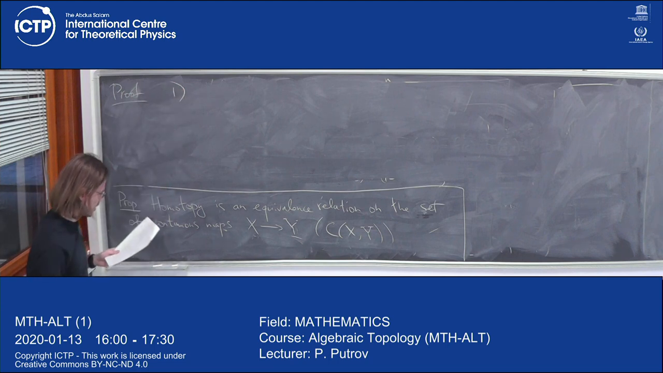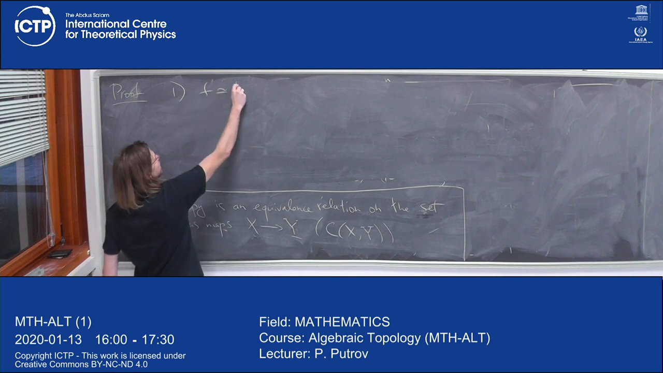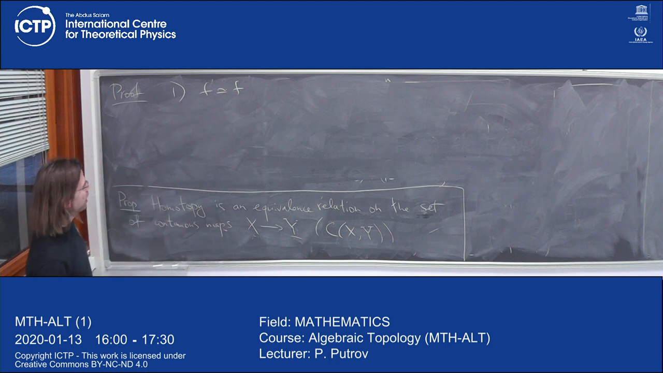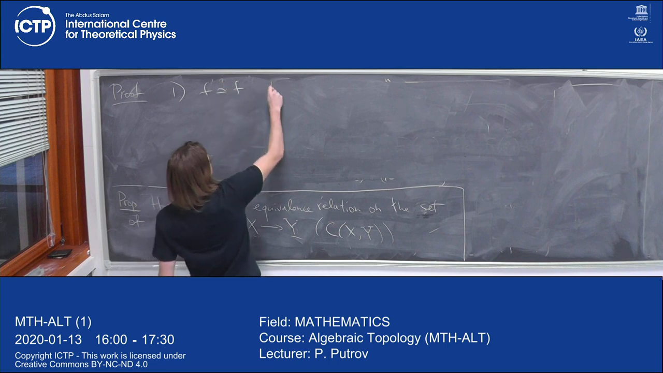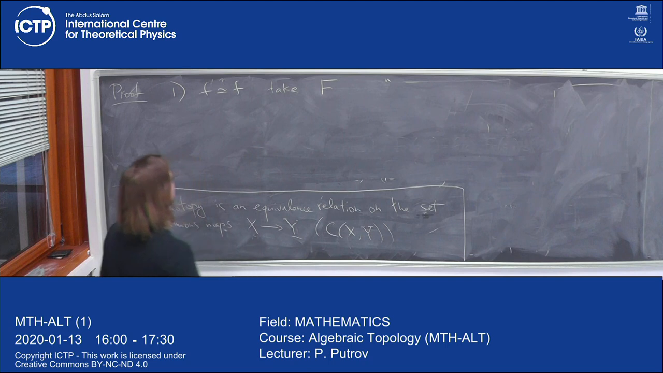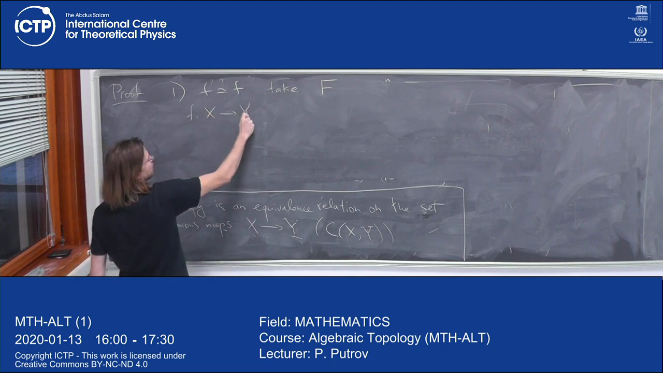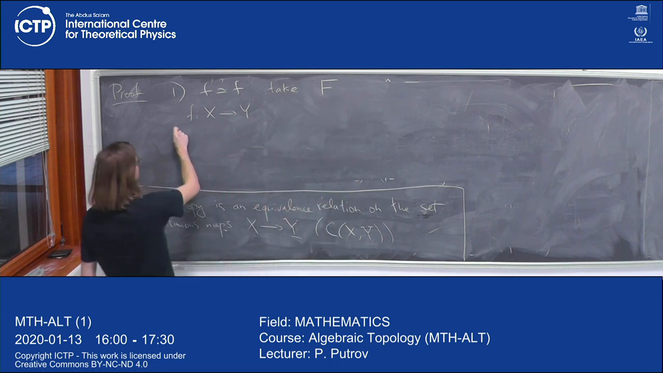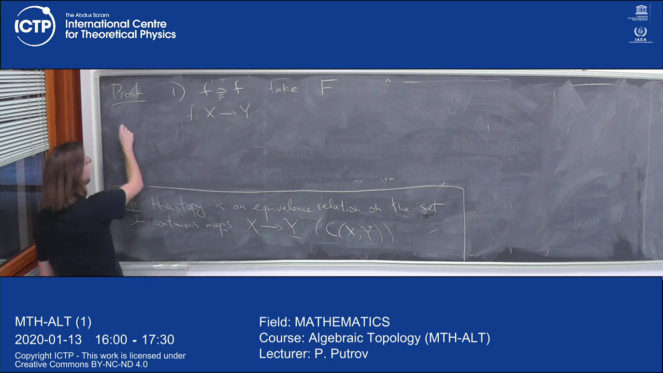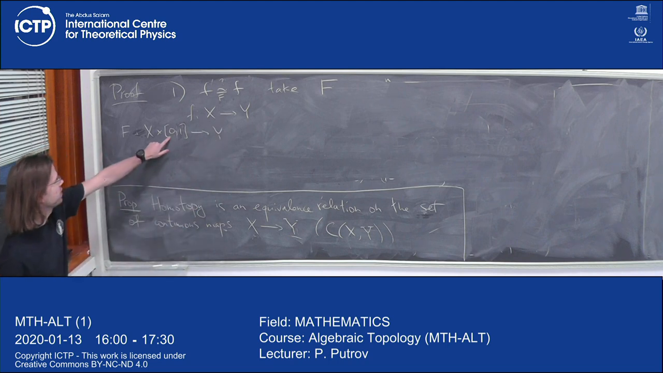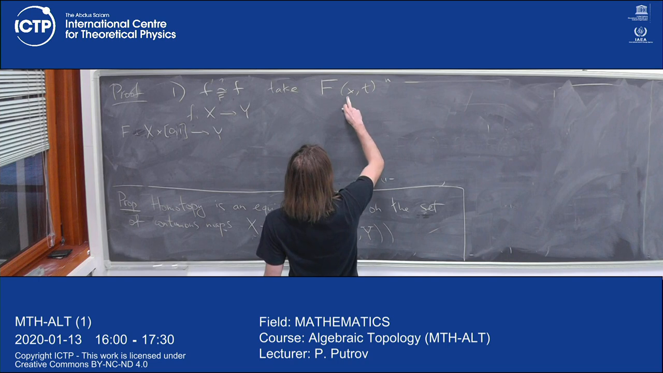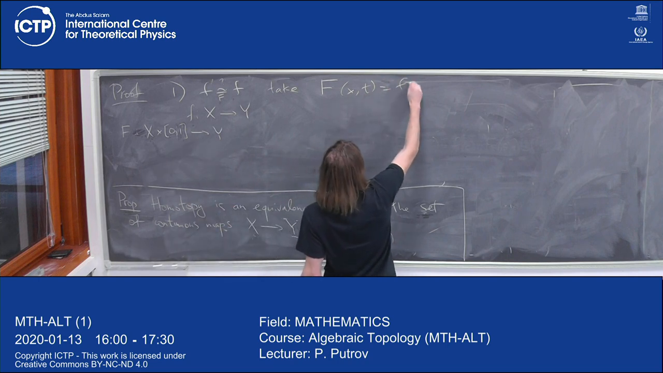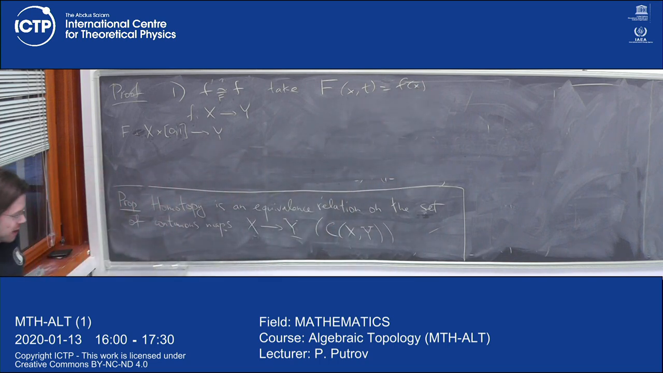First, we need to check reflexivity: if we take some map f from X to Y, then it's homotopic to itself. This is more or less obvious. I remind you that a homotopy is a map F from X times an interval to Y, such that restricted to 0 it's the same as f, and restricted to 1 it's also the same as f. So we can just take F such that for any point x and any t from the interval, F of x, t is just f of x. It's constant in t.